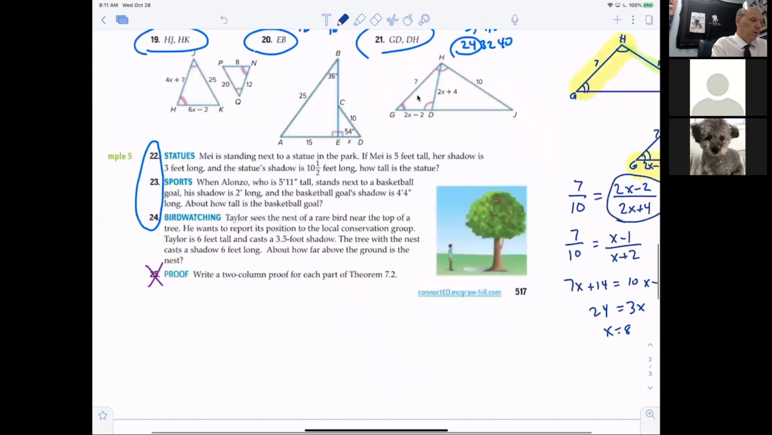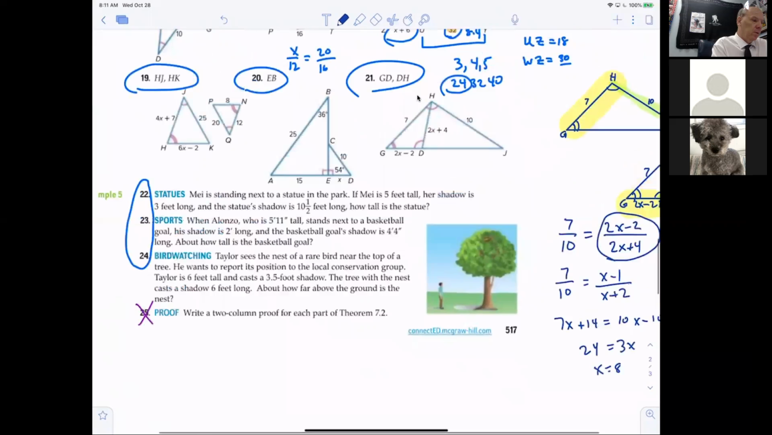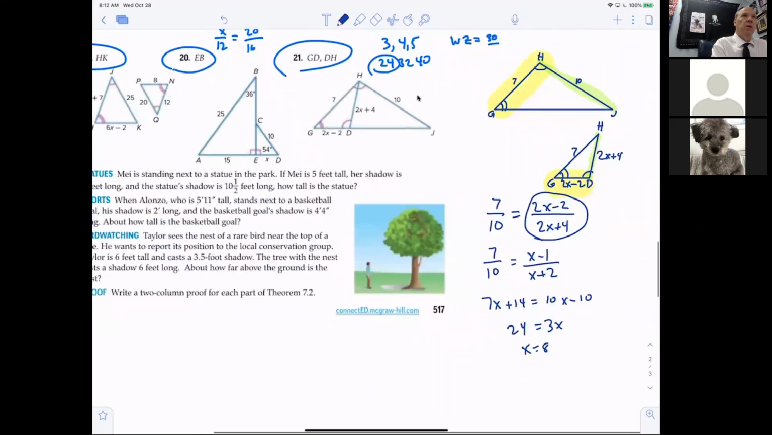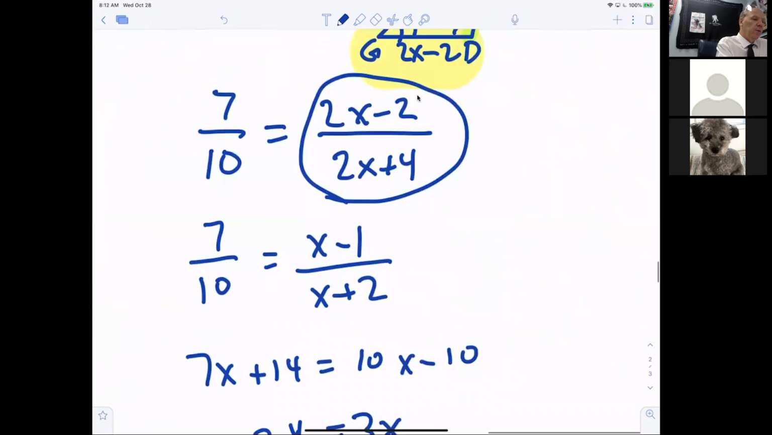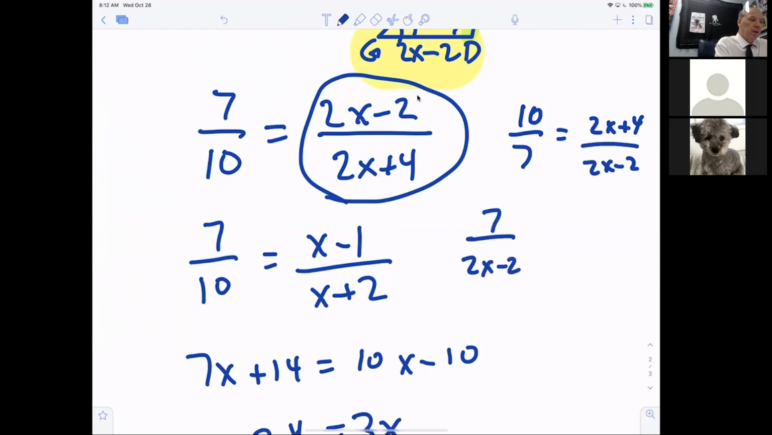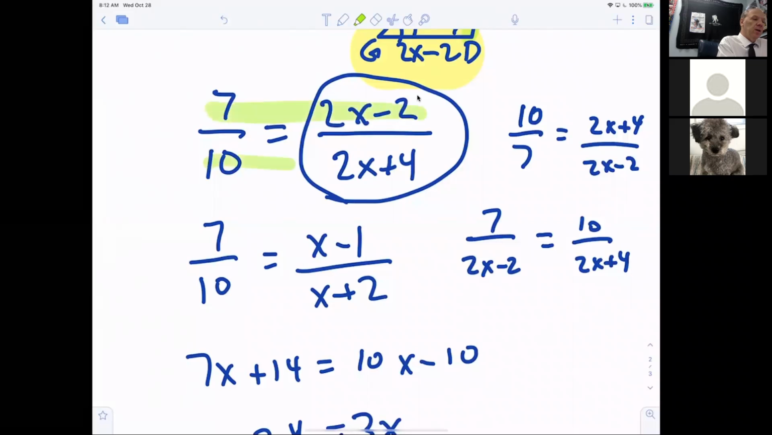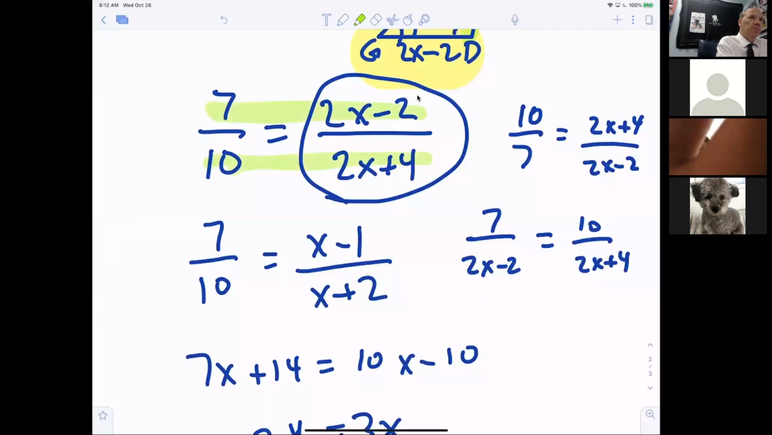Yes, sir. Could you do number 20? Yeah, let's look at 20 now. And before you do that, I also have a question. When you're making a fraction, how do you know which one is the numerator and which one's the denominator? It makes no difference. Remember, you could have written this 10 over 7 equals 2x plus 4 over 2x minus 2. It's the same answer. You could have also said 7 over 2x minus 2 equals 10 over 2x plus 4. There's lots of different ways. We just make sure that they're correct corresponding sides, correct? You see what I'm saying, right?